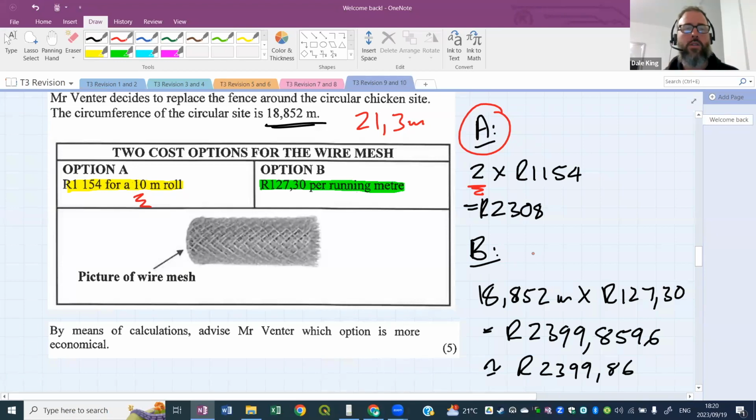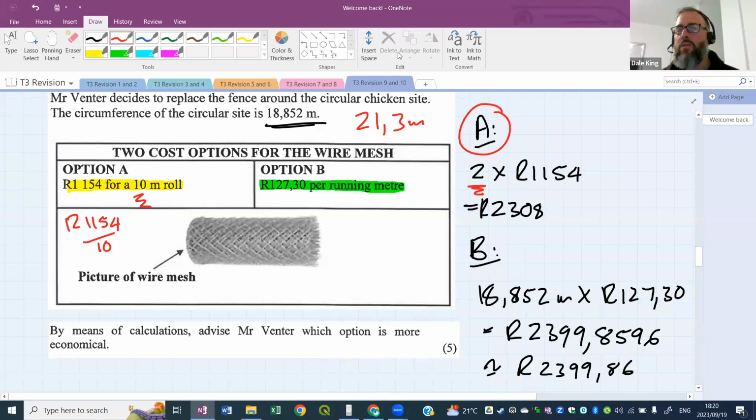Now, some people might argue and say, he's going to have leftover. Is it really economical? You're right. There is a little bit of fence left over. Okay, if you were really nitpicking, you could actually work out how much that little bit of fence is, because you could say 1154 divided by 10, and that'll give you a price per meter. It's 115 rand per meter, and work out exactly how much fence he's got left over. He's wasted 100-odd rand of fencing.